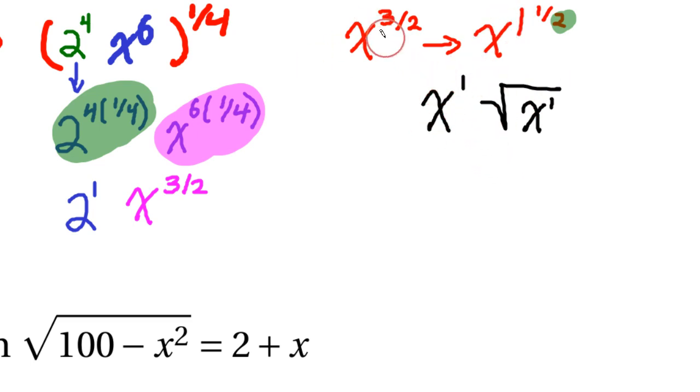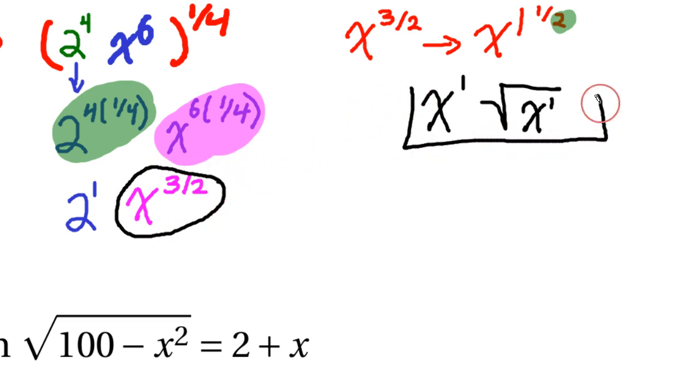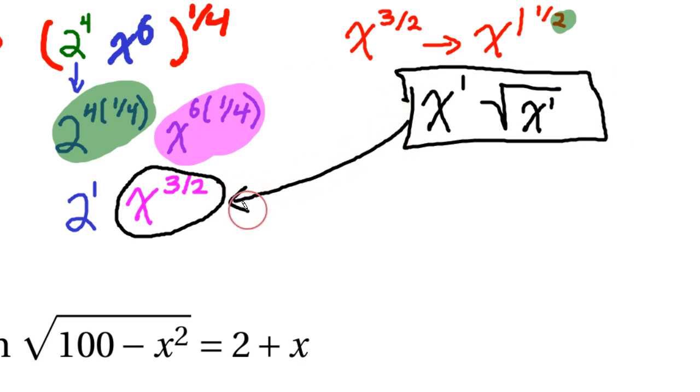So knowing all of that, this entire pink x to the 3 over 2 is really this piece right here. I'm just going to slide this over here and end up with 2x square root x. And that is the final answer for problem number 1. So I'm going to highlight that as my answer, and there we go.